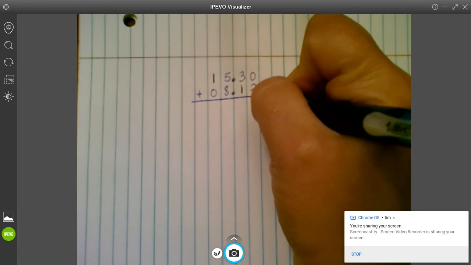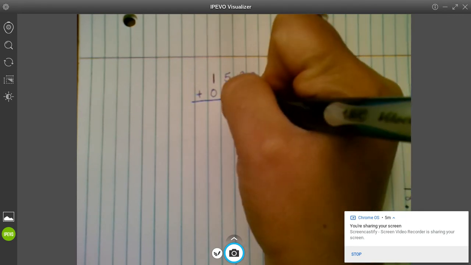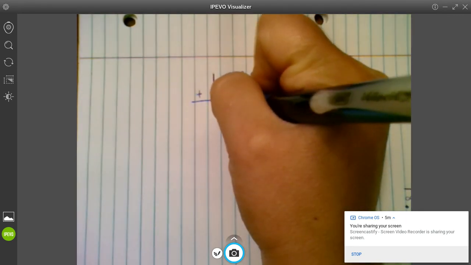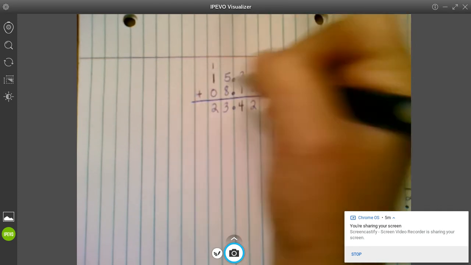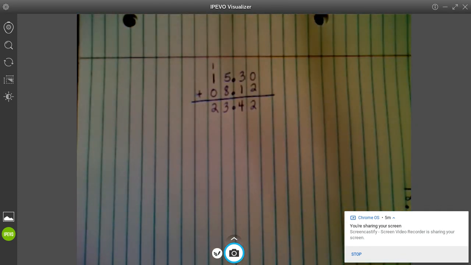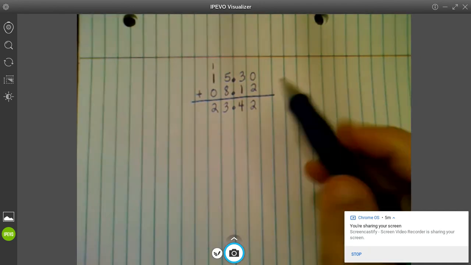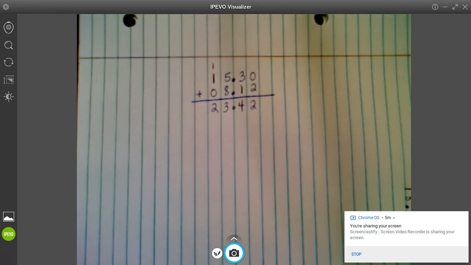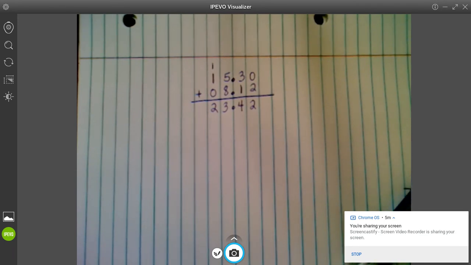Okay, so now I can add them, and I get 23 and 42 hundredths. If that helps you to keep your numbers organized, it's fine with me if you turn your paper sideways like that. Okay, guys, we're going to practice some together in class now.